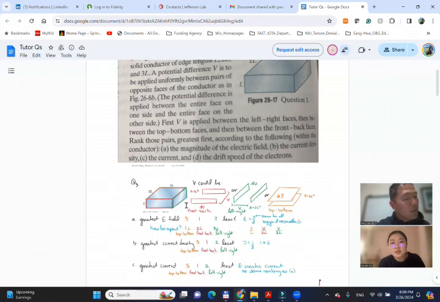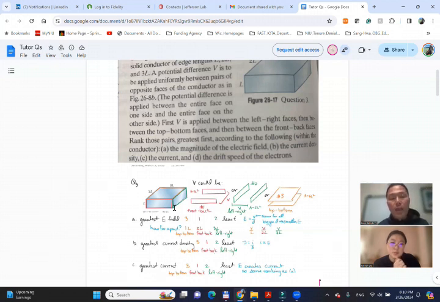Hold on. R is equal to rho times L over A. Are you talking about resistance? Resistance is a function of the resistivity, right? So resistance is equal to resistivity multiplied by the length divided by the area. Okay, that's what I'm looking at. I should remember that. Gotta write it down.